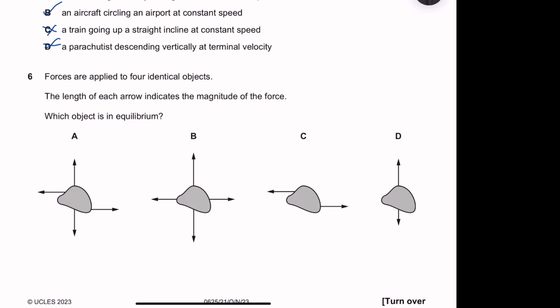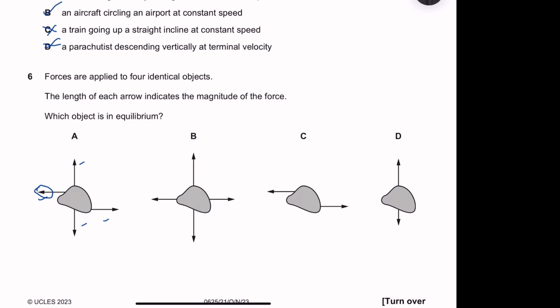Question 6. Forces are applied to 4 identical objects. The length of each arrow indicates the magnitude of the force. Which object is in equilibrium? So we know for the object to be in equilibrium, the forces need to be balanced. So it means that both vertical forces and both horizontal forces must be equal. So as we can see, these 2 vertical forces are balanced, but the horizontal forces are not balanced, since this arrow is longer, so it has a higher magnitude.